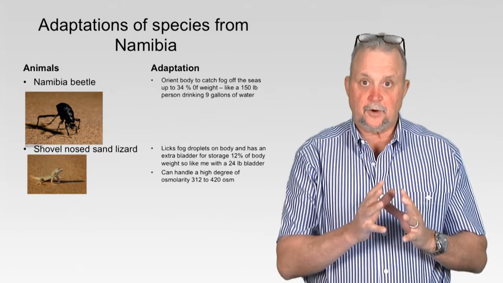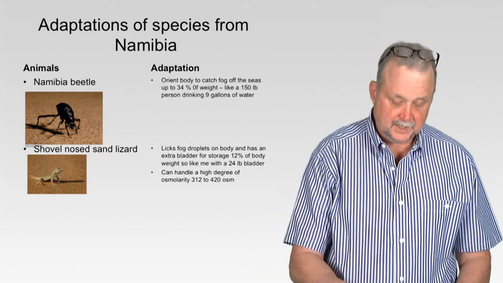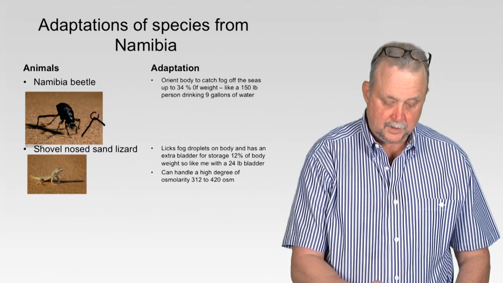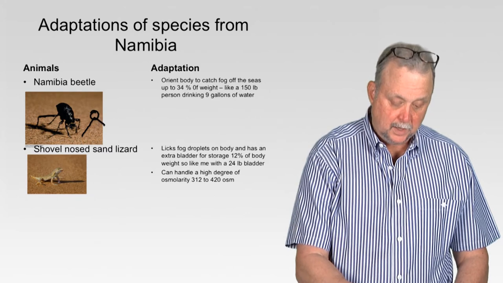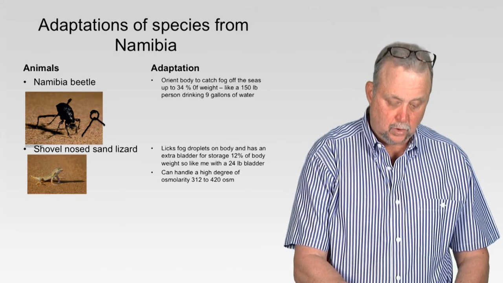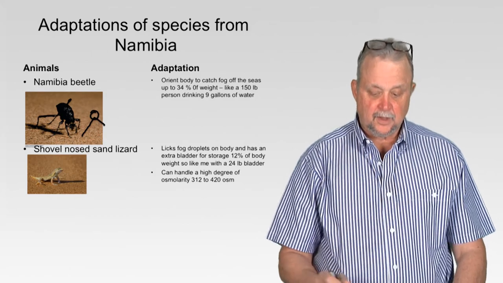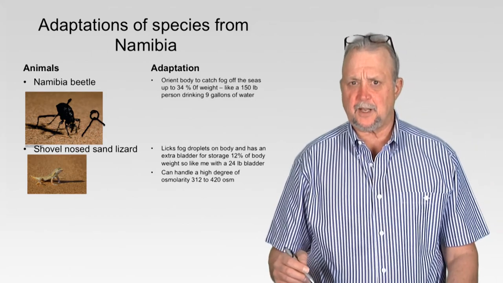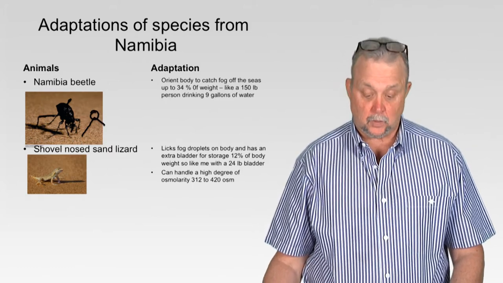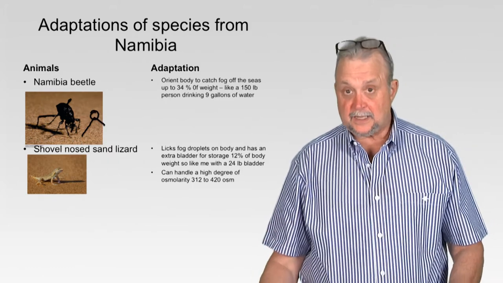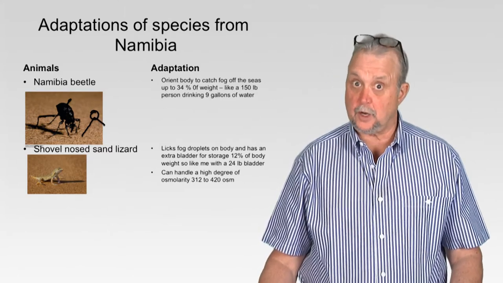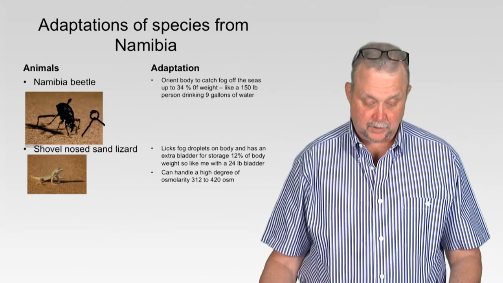So when the fog drifts up, these little guys get on the top of the dunes and they will sit right here and form the body in this shape, and the water will condense on their hotter body and roll down right into their mouth. So much so that they can catch up to 34% of their body weight in water in one morning. That's like somebody that weighs 150 pounds drinking 9 gallons of water in a day. So they're really good at capturing.